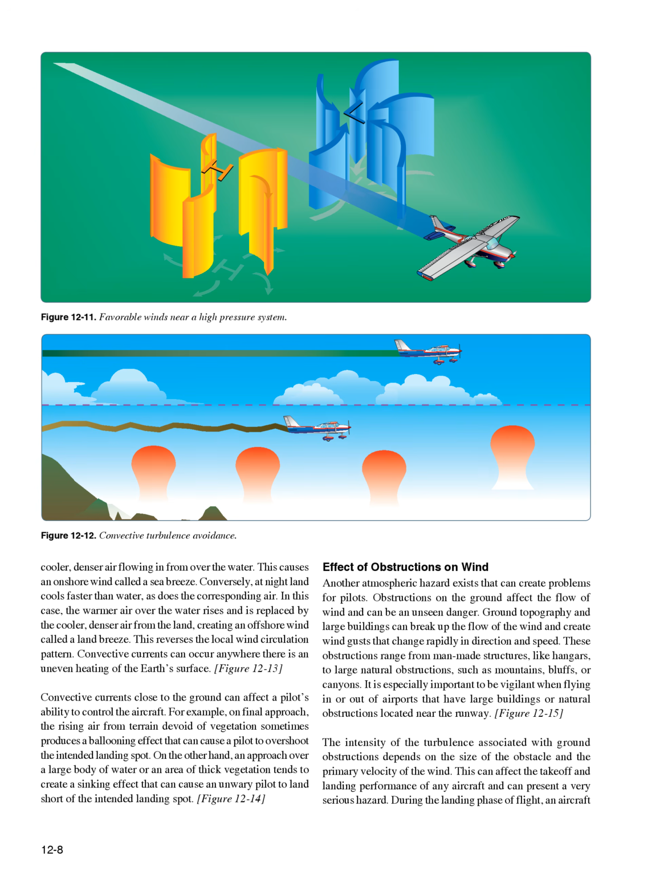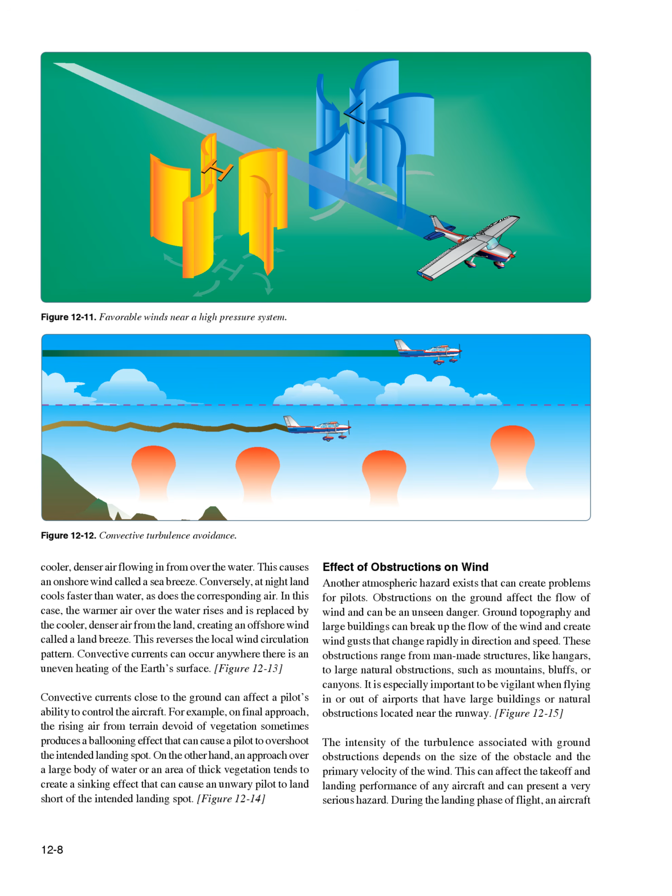Conversely, at night land cools faster than water, as does the corresponding air. In this case, the warmer air over the water rises and is replaced by the cooler, denser air from the land, creating an offshore wind called a land breeze. This reverses the local wind circulation pattern. Convective currents can occur anywhere there is an uneven heating of the Earth's surface. Figure 12.13.